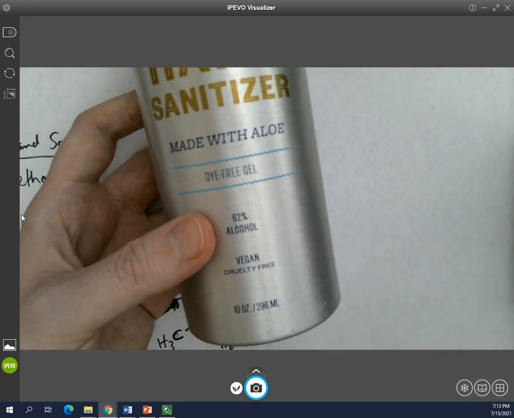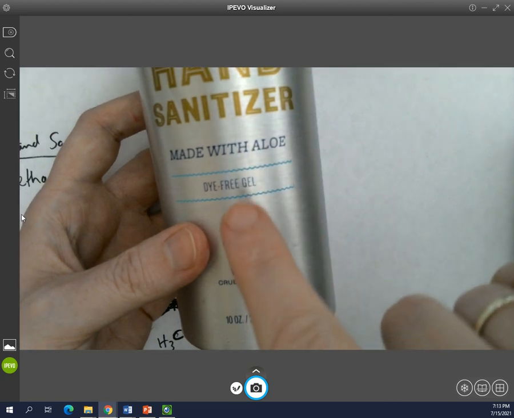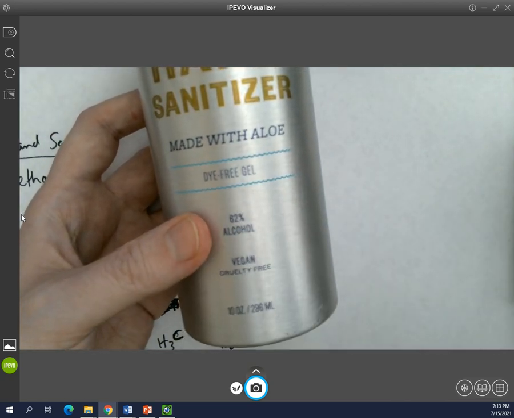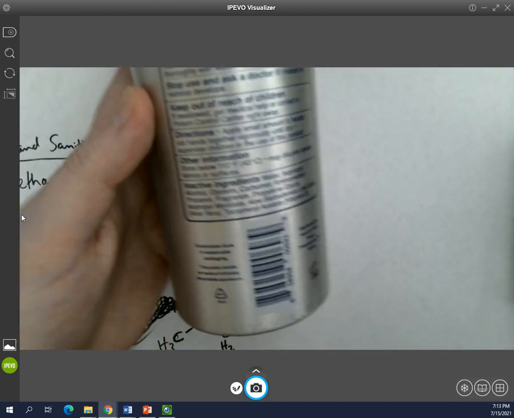They thought it was gross. We just agreed not to use it that much. But it does help with your hands because it has aloe in it. So, 62% alcohol. I would have them look at the back, the ingredient list.